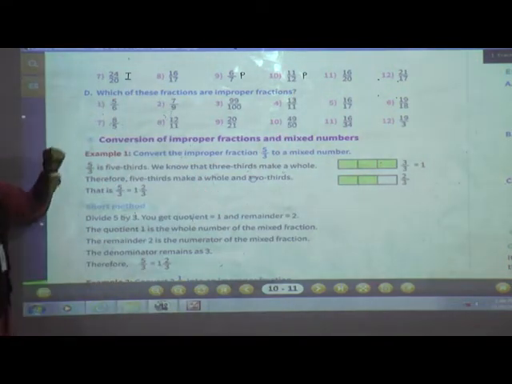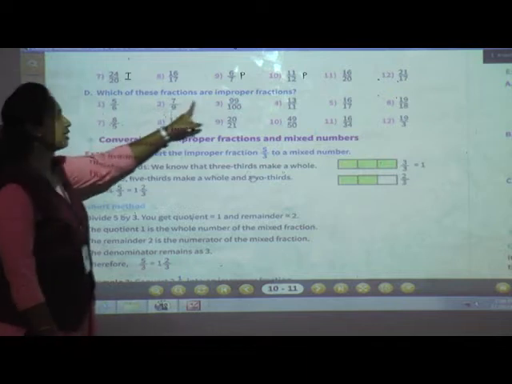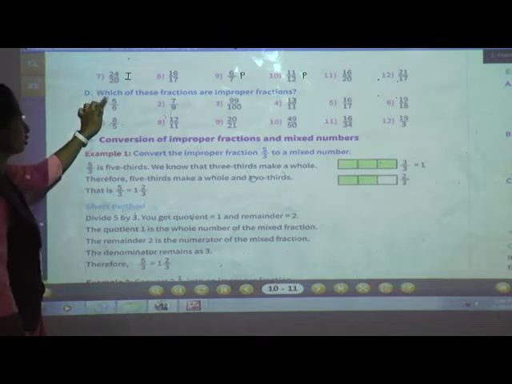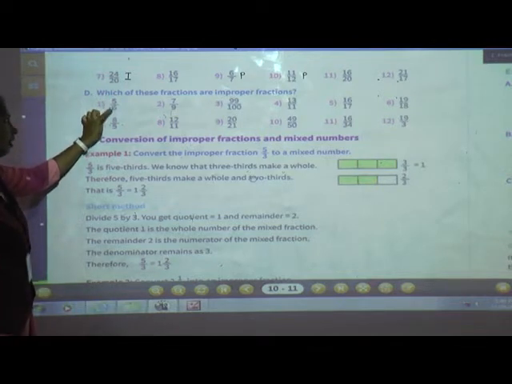Now the next question, D. Which of these fractions are improper fractions? Now let me revise improper fractions. What are improper fractions, students? Yes, those in which the numerator is greater than the denominator are called improper fractions. The numerator should be greater than the denominator.